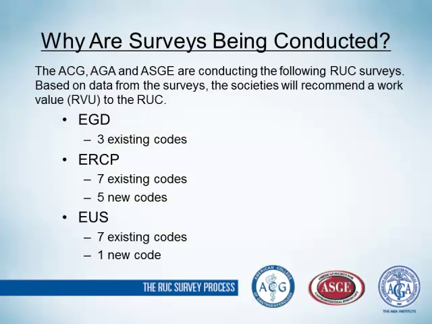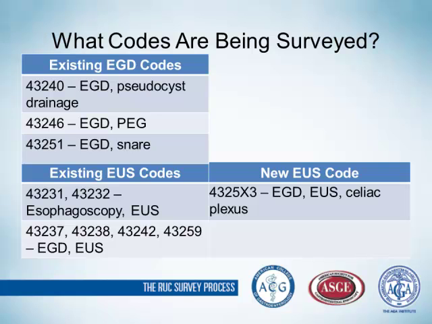Now, based on data from the surveys, the societies will recommend a work value to the RUC on 3 existing EGD codes. In the ERCP family, 7 existing and 5 new codes. And in the EUS family, 7 existing and 1 new code. What codes are being surveyed? The existing EGD codes are 43240, EGD with pseudocyst drainage, 43246, EGD with percutaneous gastrostomy, and 43251, EGD with snare.